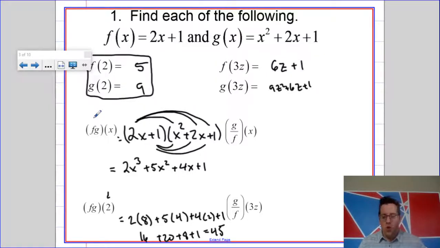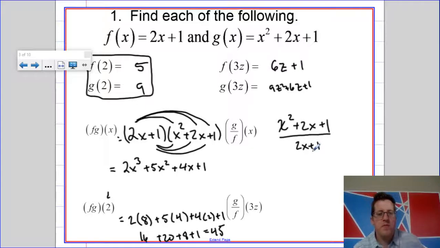Okay, so the last one we need to take a look at is division, and this one's going to be the hardest. So the division here is going to be (x squared + 2x + 1) over (2x + 1). Now the question is, what happens if I plug in 3z? So if I plug in 3z, I'm going to get (9z squared + 6z + 1) over (6z + 1).